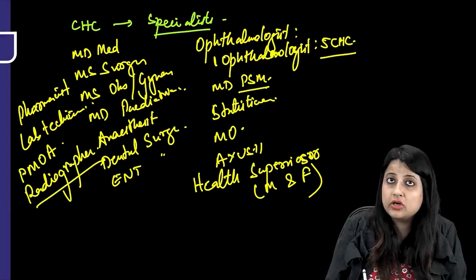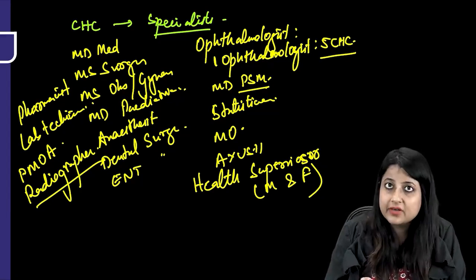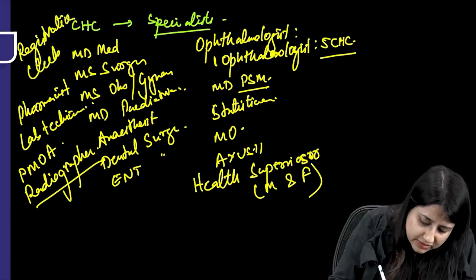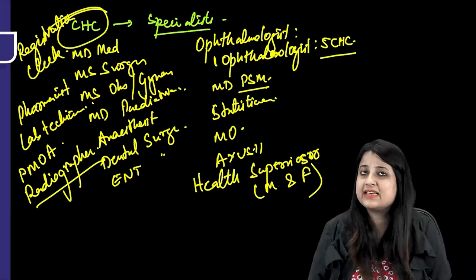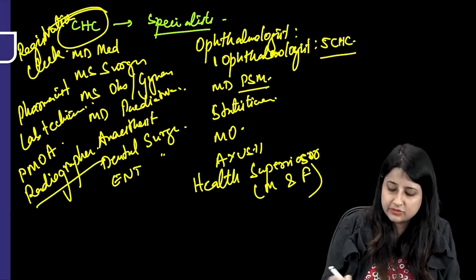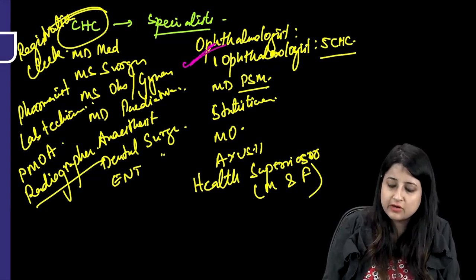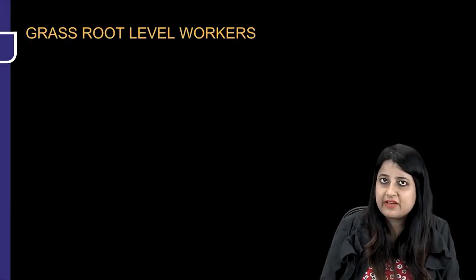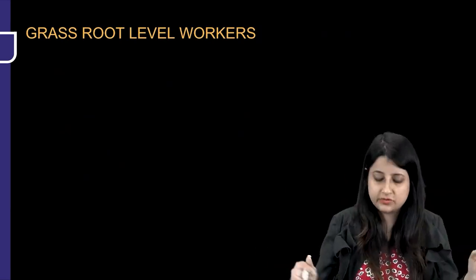radiographer, not a radiologist, radiographer. And in exam, they also ask you, where is a registration clerk posted? So he is posted at a CHC. So the bare minimum of number of people you must remember. Ye question zarur aata hai. One ophthalmologist up to 5 CHC. So that was the staffing pattern.